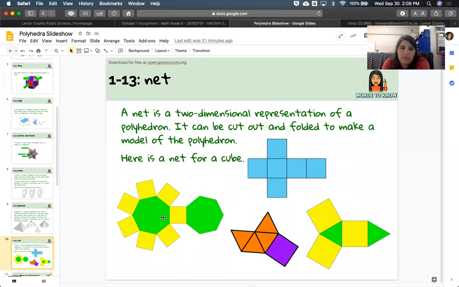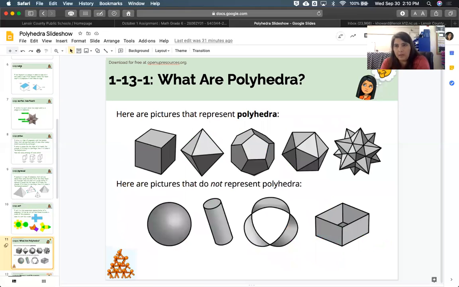This one is going to be a, let's see, 1, 2, 3, 4, 5, 6, 7, looks like 8, so octagonal prism. This one is a square pyramid, and then this one is going to be a triangular prism. We'll talk about nets a little bit later in the slideshow.